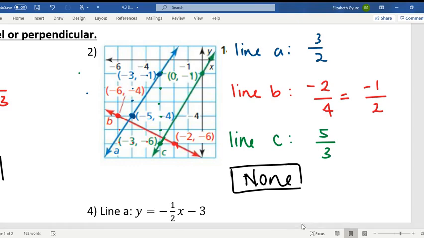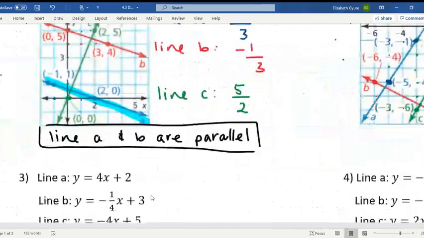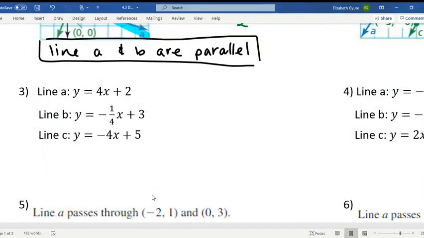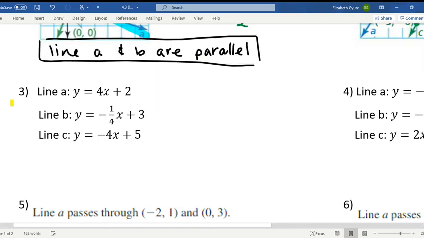All right, let's go look at number 3. These are the ones where you're given an equation. So let's first identify what my slopes even are, and then decide if any of them are the same or opposite reciprocals. So look at line A. What is the slope of line A? 4.